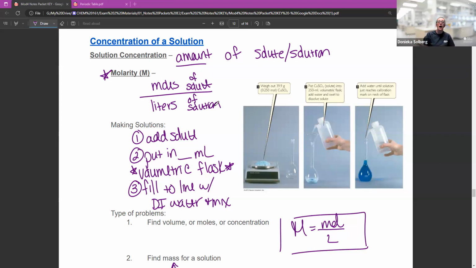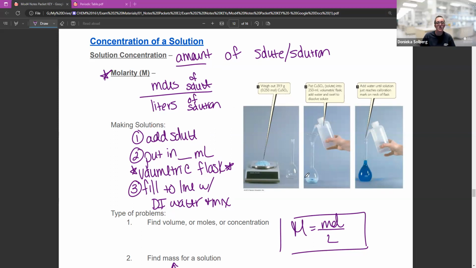I might ask you, how do you make a solution of blank? Or in the lab, you might have to make a specific concentration. If you're starting with a solid, this is what you are going to do. You are going to weigh out your solute. In this case, I'm making a copper sulfate solution, so I'm going to weigh out however much I need. Molarity is in moles of solute, and of course, we measure in grams, so you do have to do a little math there to figure out how much. In this case, I needed 39.9 grams of copper sulfate.